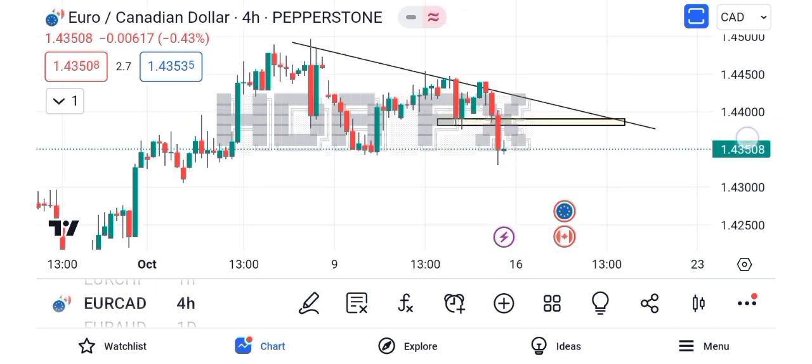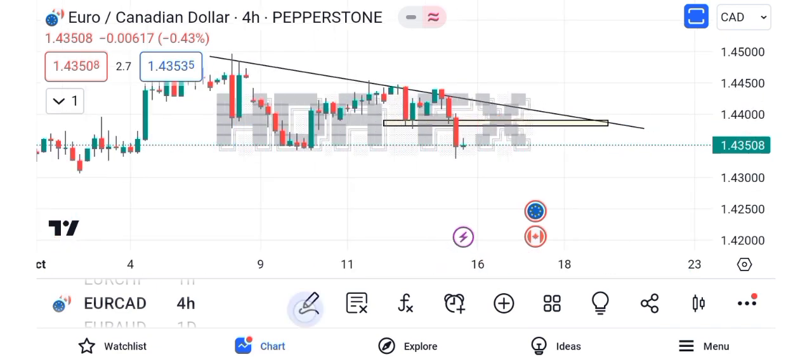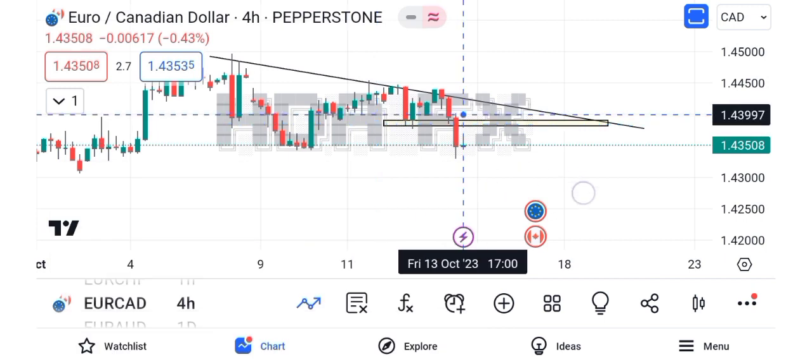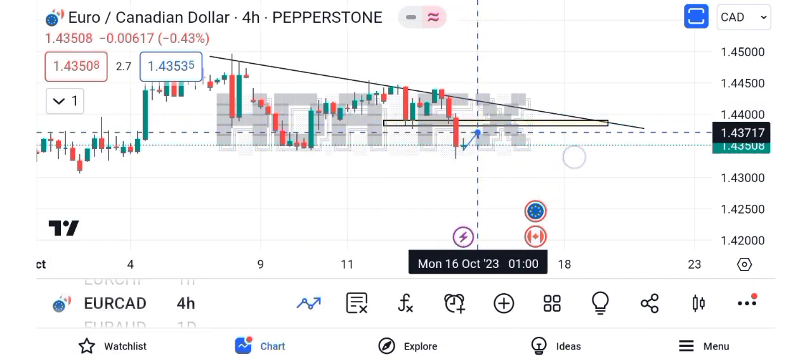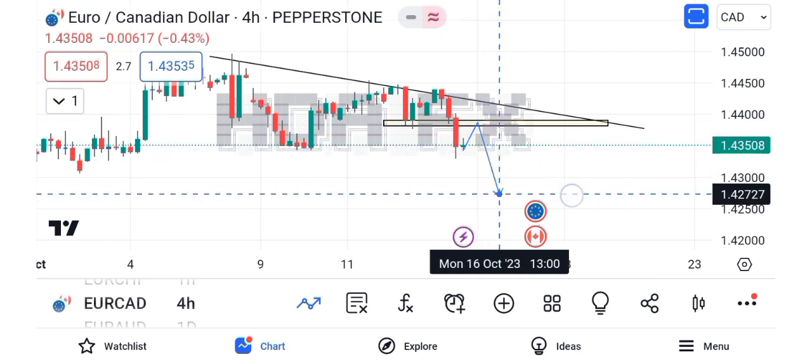So now this is what I want to see on EUR/CAD. This week I'll be bearish on EUR/CAD. So I want to see price retest this zone of interest here, then look for selling confirming candles, then sell EUR/CAD. So this is my simple analysis on EUR/CAD.